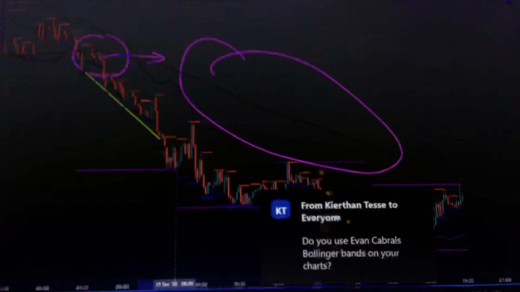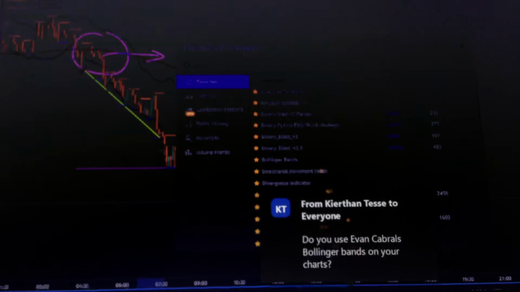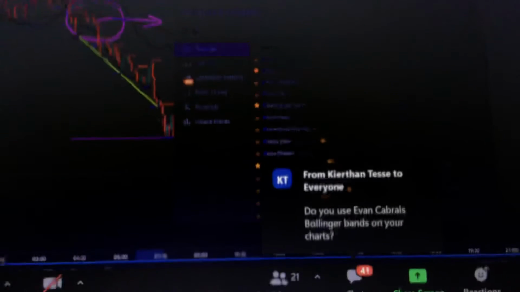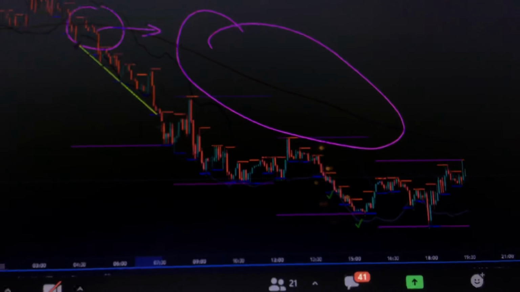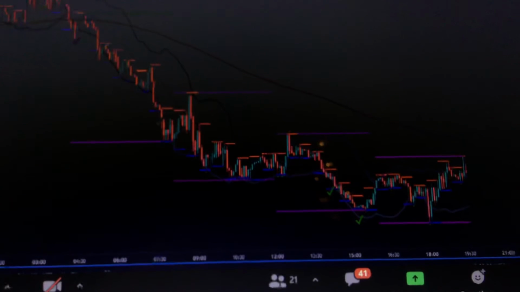So if you want to add this indicator, you can just go in here, type moving average. All right, I just put this one on. You can do both. Moving average right here, and then you put in 200 EMA. Let me erase this.